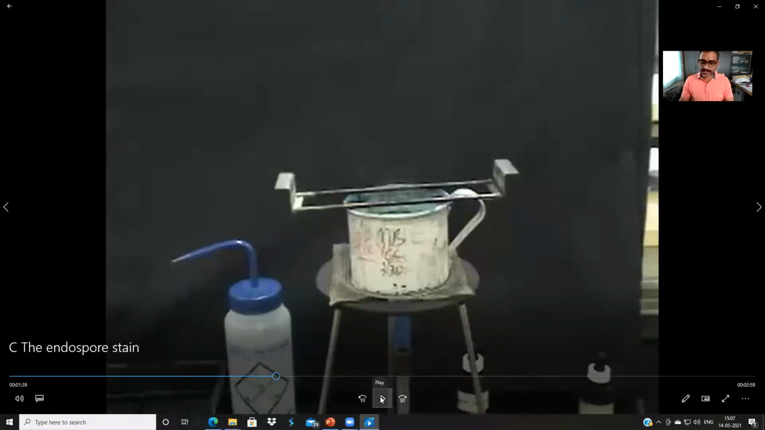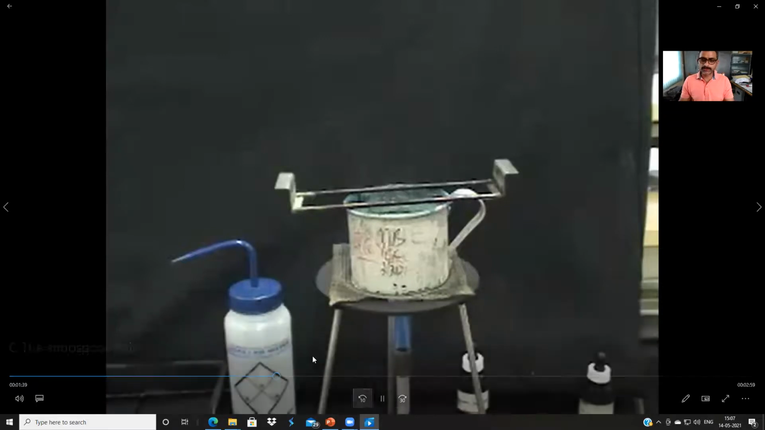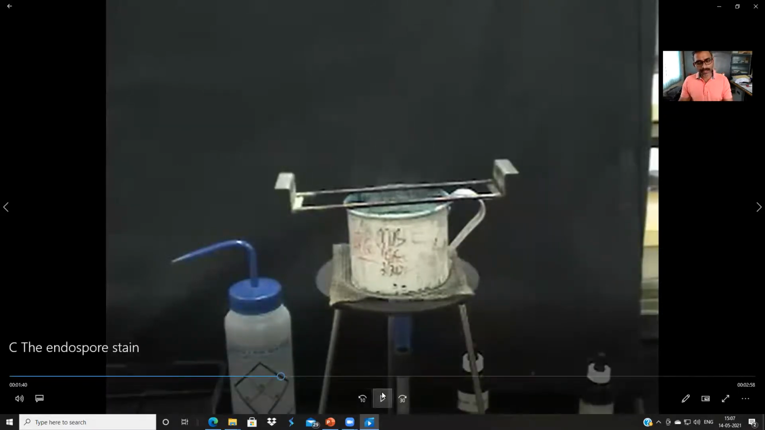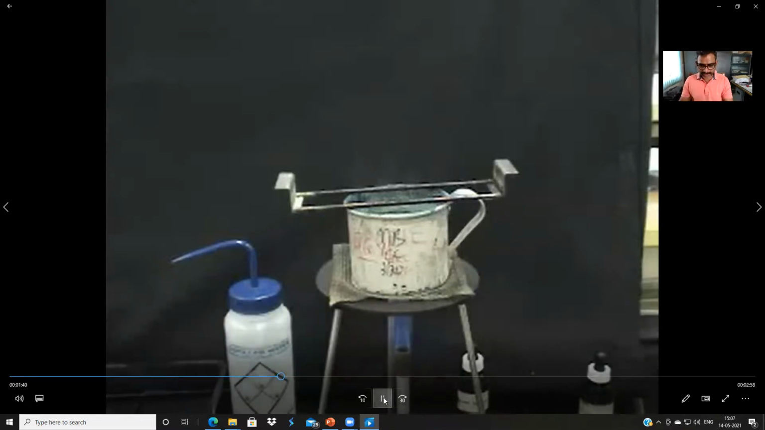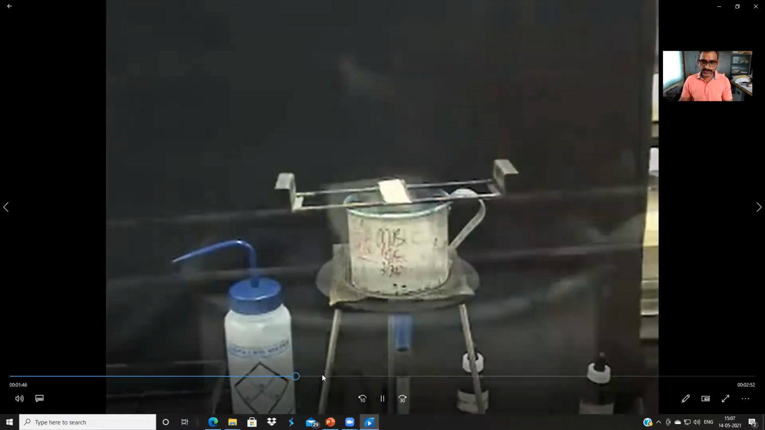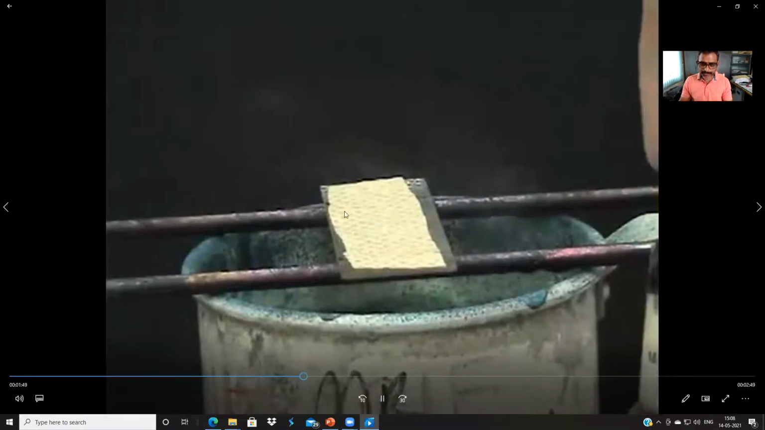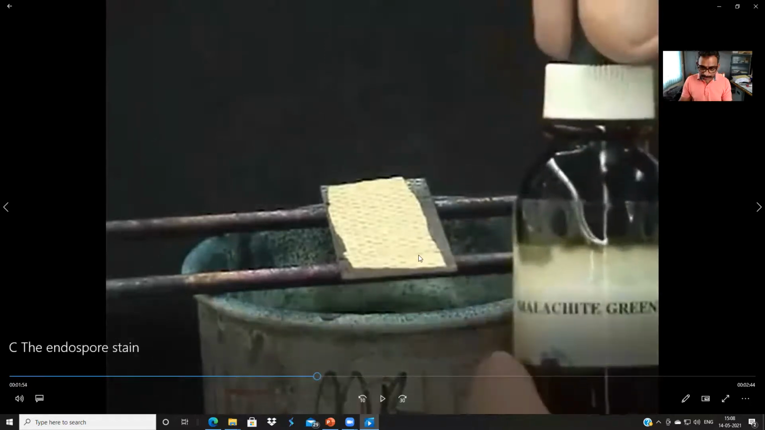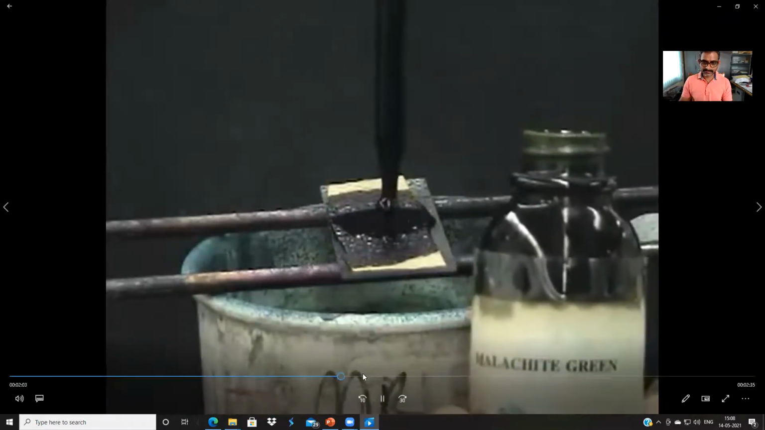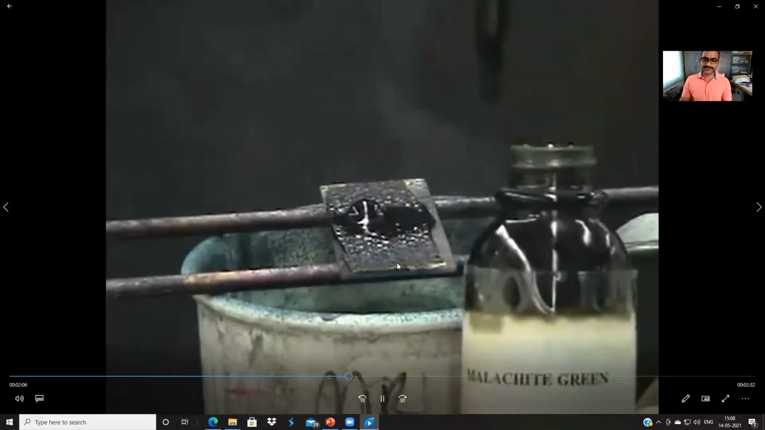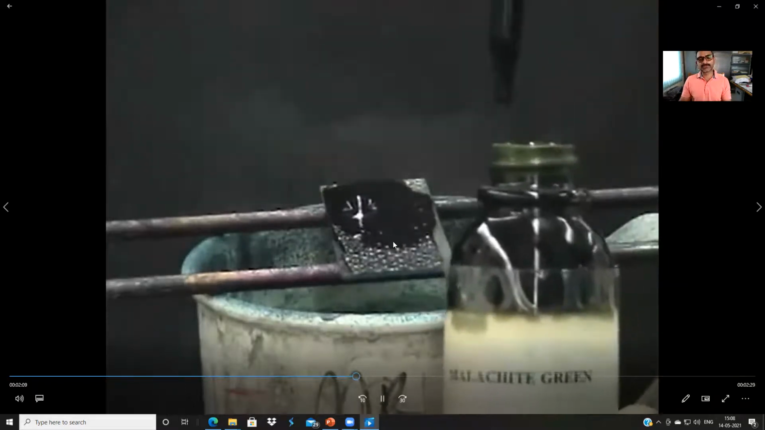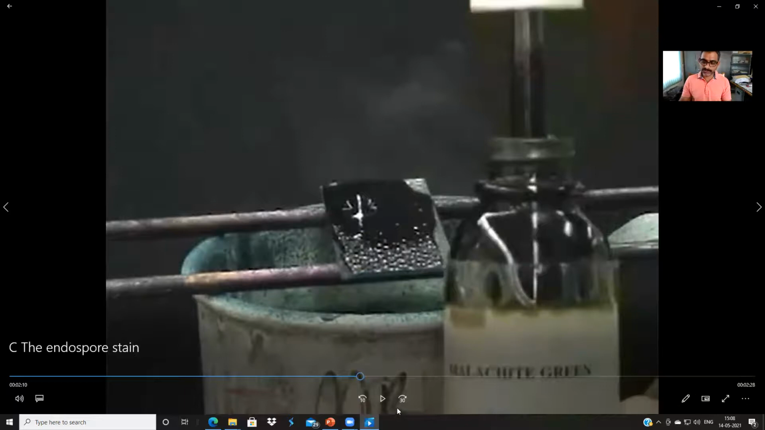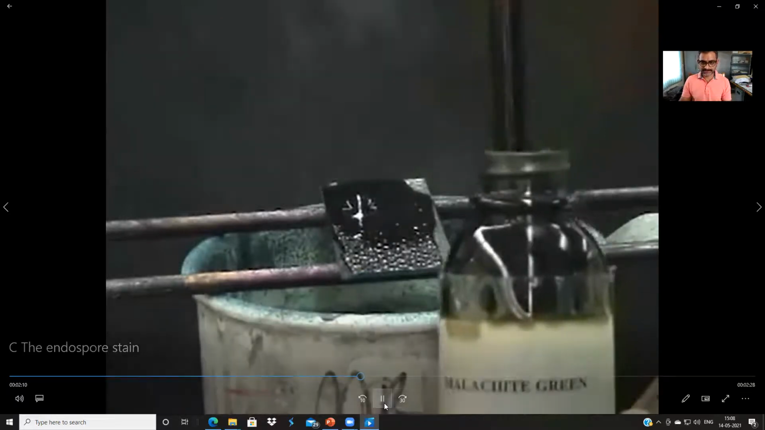Here you can see how we have to stain on a water bath. After preparing a smear, you take a water bath and a stand for putting the slide. On the smear slide, you put a blotting paper, and on this blotting paper you keep on pouring the carbol fuchsin. You should not allow it to dry, because the heat will dry it.